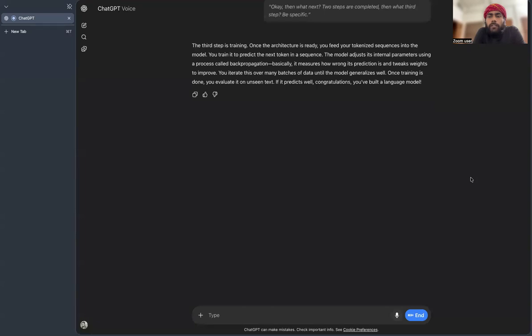The model adjusts its parameters. Can you explain that parameter part with intuition?